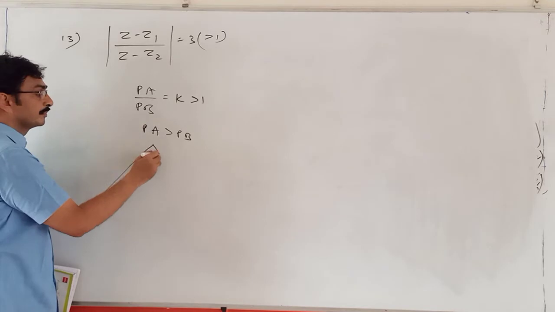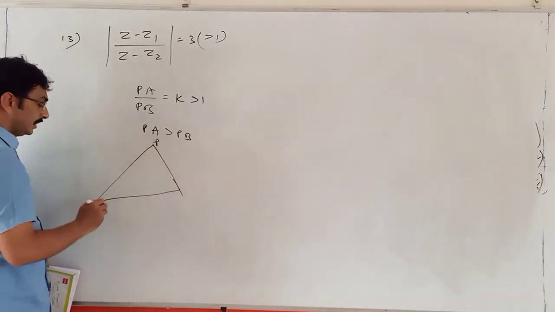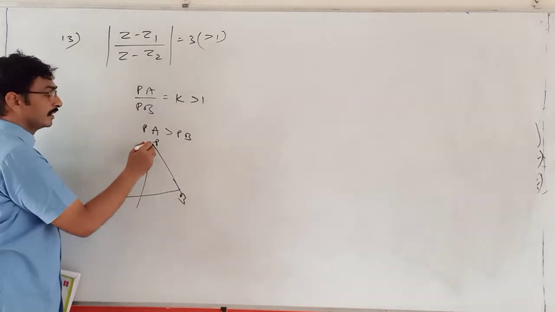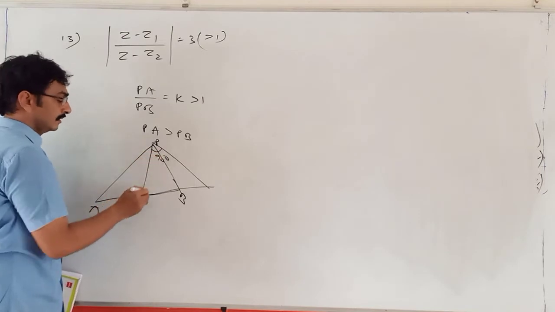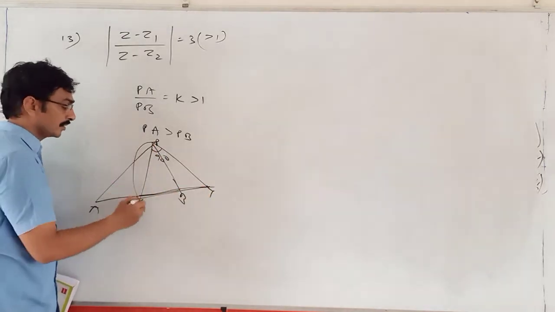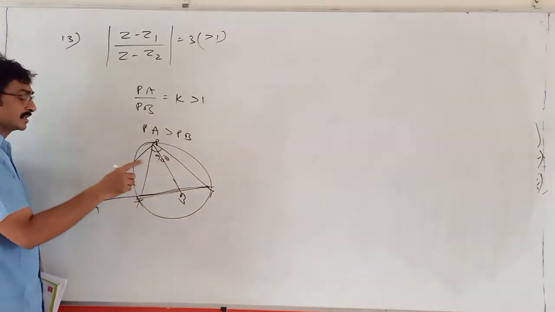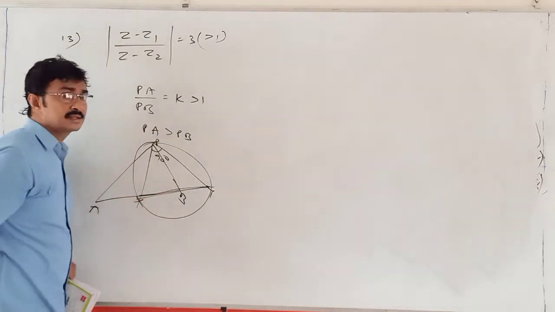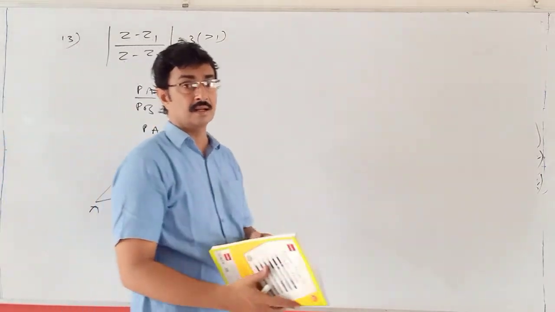PA is the big one, PB is the small one. The internal bisector of P and the external bisector of P, the angle between them is always 90 degrees. X, Y: the angle at P is a right angle, which means the locus of P is a circle whose X and Y are ends of the diameter of the circle. From the figure, clearly A is outside the circle and B is inside the circle, which means z1 is outside the circle and z2 is inside the circle.